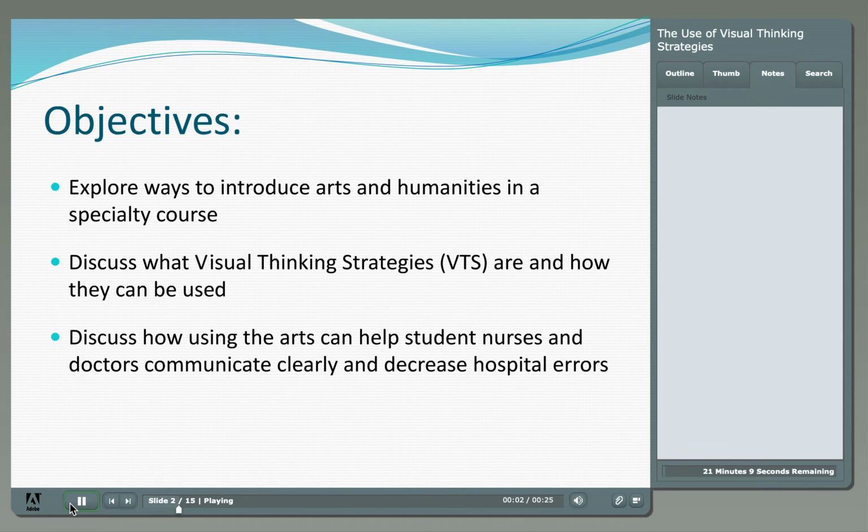The objectives for this module are to explore ways that arts and humanities have been used in specialty courses in nursing education, and then specifically we're going to discuss what visual thinking strategies are and how they are used in this particular specialty course. We'll also discuss how using the arts can help nursing students and doctors communicate clearly and decrease hospital errors.